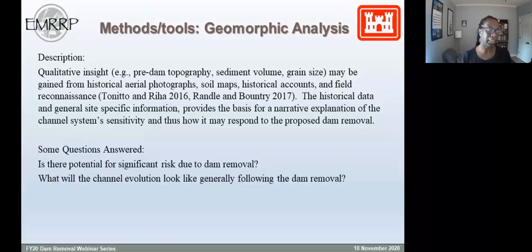So some of the questions answered here are, is there a potential for significant risk due to dam removal? Potentially if the habitat has developed over time due to the dam's existence, and then you remove the dam, then maybe there might be risk. What will the channel evolution look like generally following the dam removal? That kind of thing.